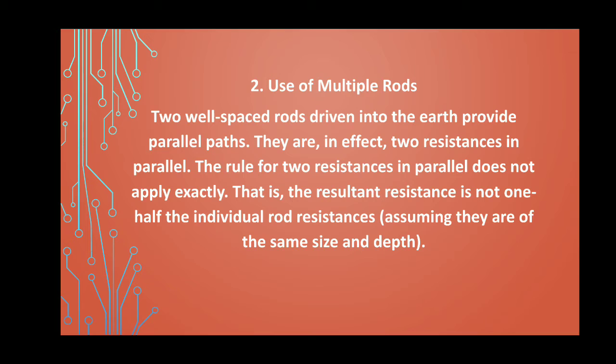We have to use more than 2 well-spaced rods driven into the earth. These are connected in a parallel path. Then these also reduce the resistance. With 2 resistances in parallel, the rule for 2 resistances in parallel does not apply exactly. That's why the resultant resistance is not one half of the individual rod resistance. So these depend upon the use of multiple rods.